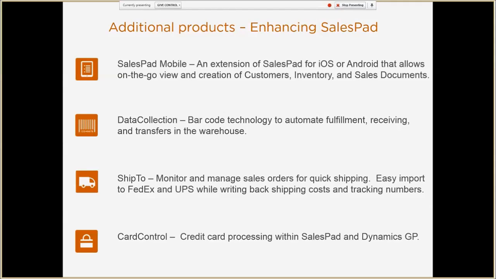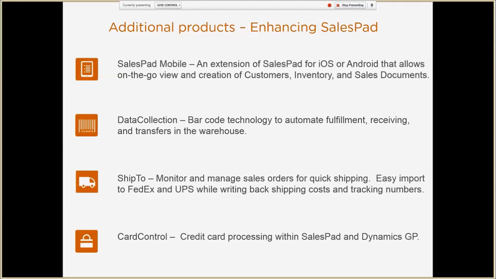So we've got a SalesPad Mobile app, which allows somebody on a phone or an iPad to have access to their GP database, to have most of the functions from SalesPad. Data collection, that is our warehousing solution, and that is used with either an iOS device or a Windows mobile device, to have in your warehouse for picking, packing, fulfilling orders, those types of things.